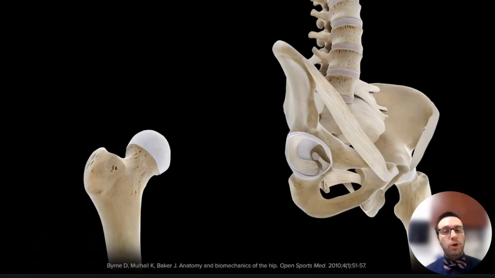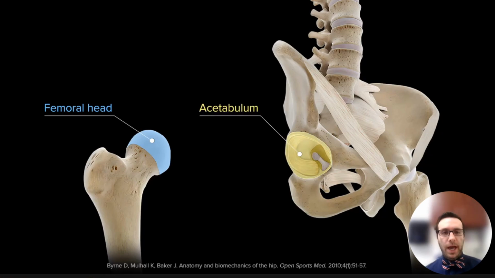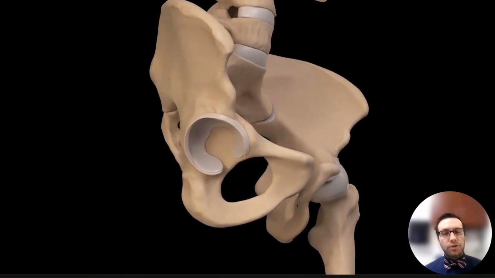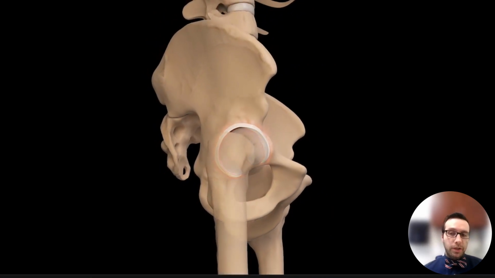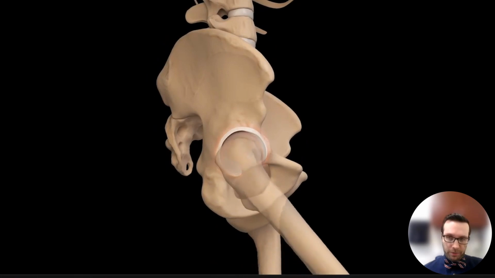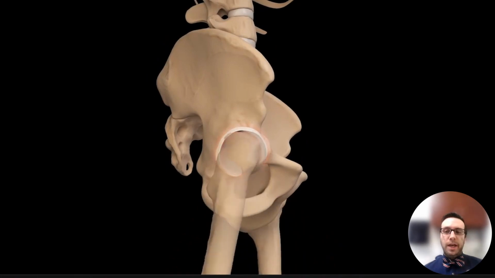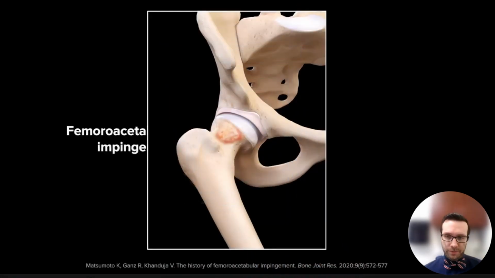The hip is a synovial ball and socket joint that allows for the articulation of the femoral head, which acts as the ball, with the acetabulum, which acts as the socket. The labrum surrounds the rim of the acetabulum and contributes to the stability of the joint by increasing the contact area of the joint itself and maintaining the negative suction seal and pressure.